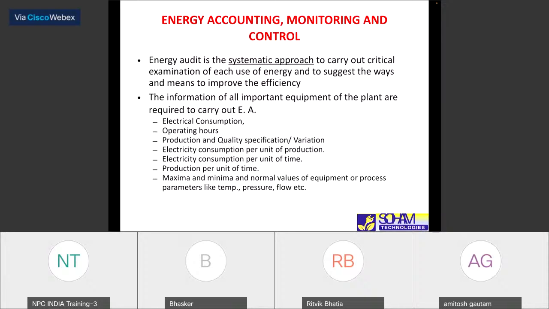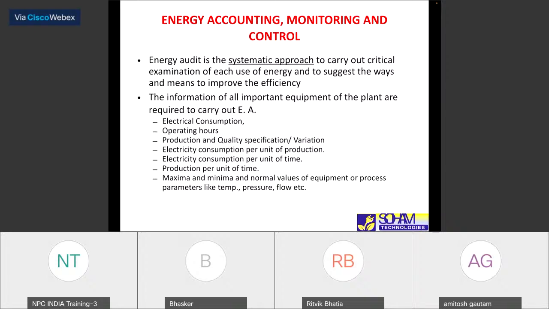Energy audit is a systematic approach to carry out a critical examination of each use of energy and to suggest ways and means to improve the efficiency. Information on all important equipment of the plant is required to carry out the energy audit: the energy consumption, the operating hours, production and quality specification with the variations, electricity consumption per unit of cost, electricity consumption per unit of time, production per unit of time, and maximum, minimum and normal values of equipment or process parameters like temperature, pressure, and voltage.